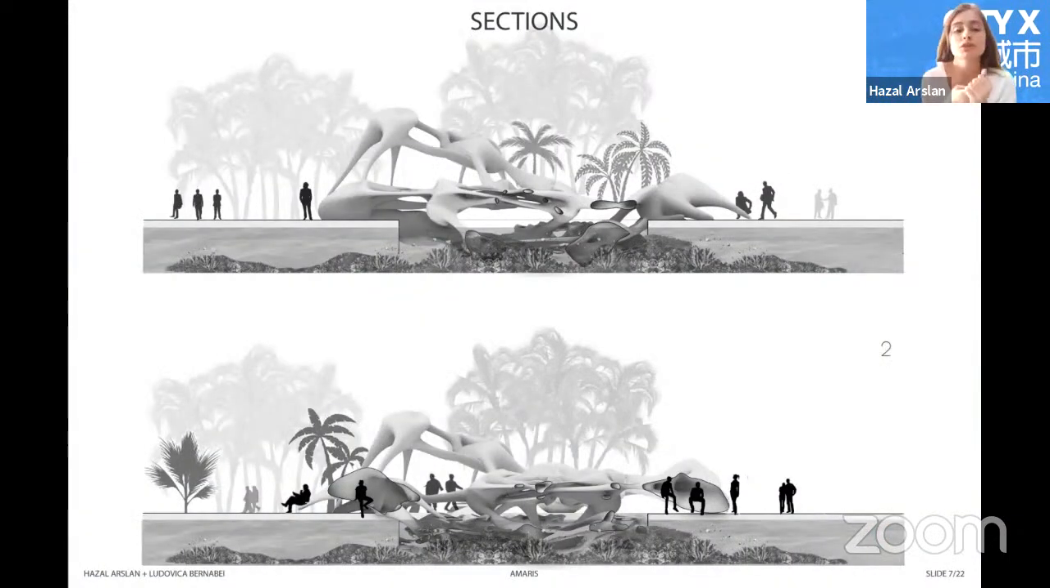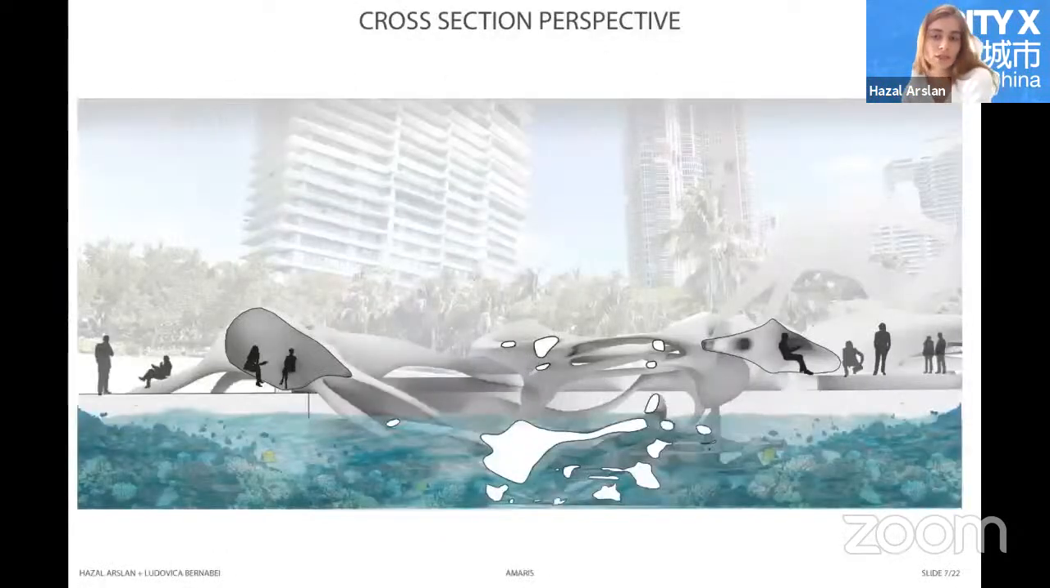And as Ludovica mentioned before, our transitions between the heads were more rigid and straight. We wanted to make this transition give a sense of the fluidity and softness that a jellyfish has. So this is a section that shows how the elements underground are connecting to bigger elements above the ground, how it becomes a part of the environment, and a structure that is not only for underwater creatures, but also for people. And there is also another perspective view that shows a cave that becomes a bench for people to sit on.